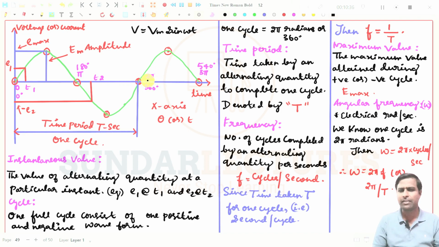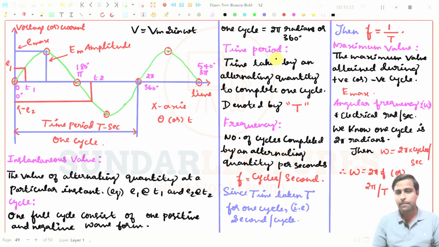Or if it is in degrees, we can write it as this is 0 degree, this is 180 degree, this is 360 degree. So completion of a cycle should be 360 degrees or it will be 2 pi radians. If you are writing in radians, then it will be 2 pi, and if you are writing in degrees, then it will be 360 degrees, right?